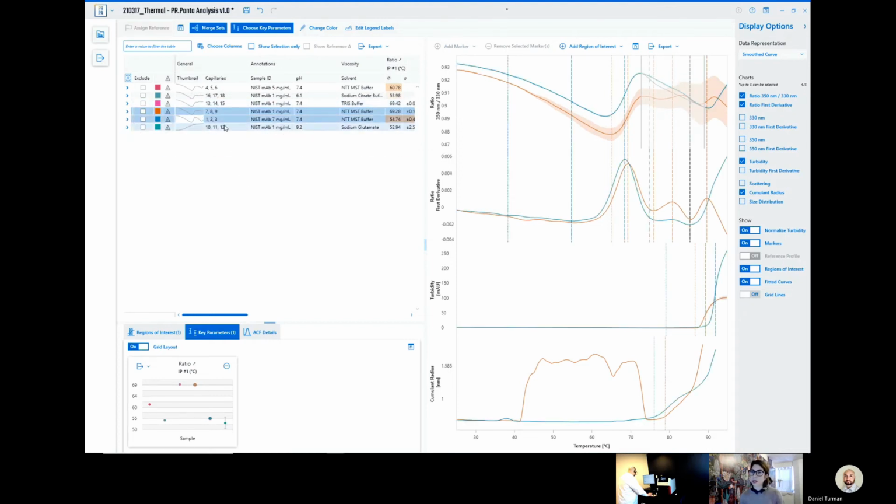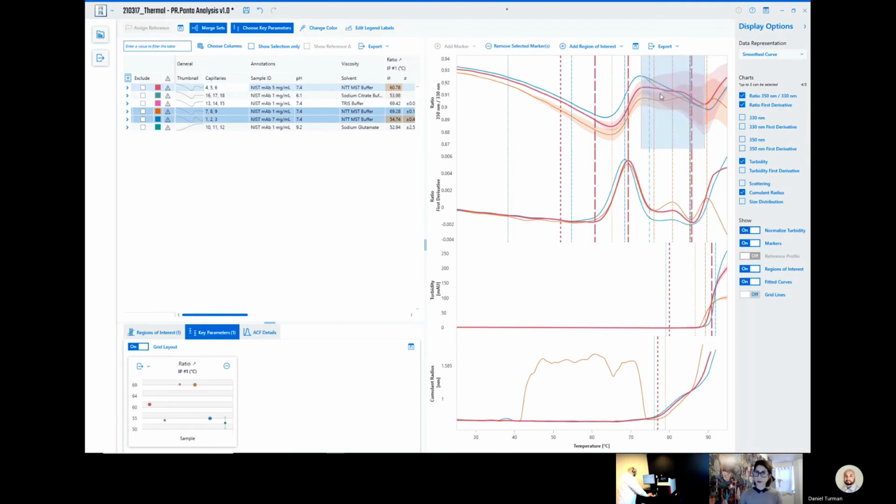What's that shaded region? Yeah, great question. That's the variance in the measurements. So that's going to be your difference between the individual replicates. And then the line is the mean of that.